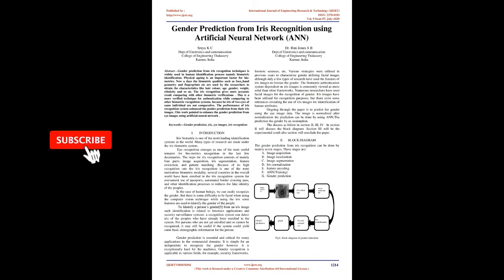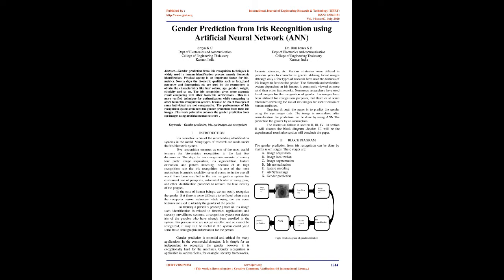Gender prediction from iris recognition using artificial neural network, ANN. Abstract: Gender prediction from iris recognition techniques is widely used in the human identification process, namely biometric identification. Physical aging is an important factor for biometrics. Nowadays the biometric qualities such as face, hand geometry and fingerprints, etc. are used by the researchers to obtain characteristics like hair color, age, gender, weight, ethnicity and so on.